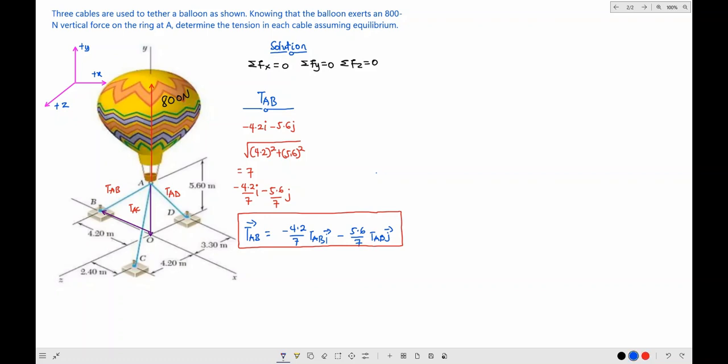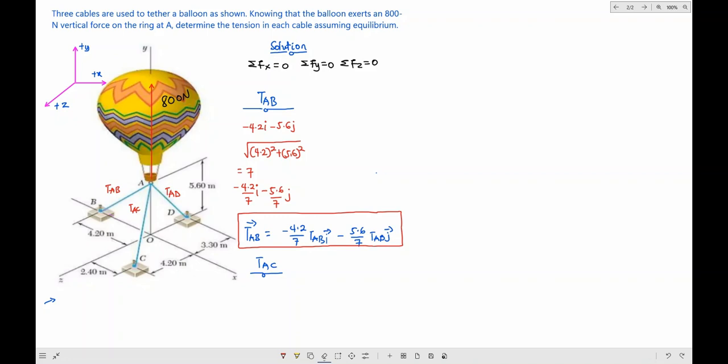Okay, so if you're not seeing this figure clearly, then you have to increase the quality of the video, so that you can see the values, because this figure is not really clear here. Okay, so now let's focus on TAC. For TAC also, you will have to find the position vector. Okay, so let's look at that.